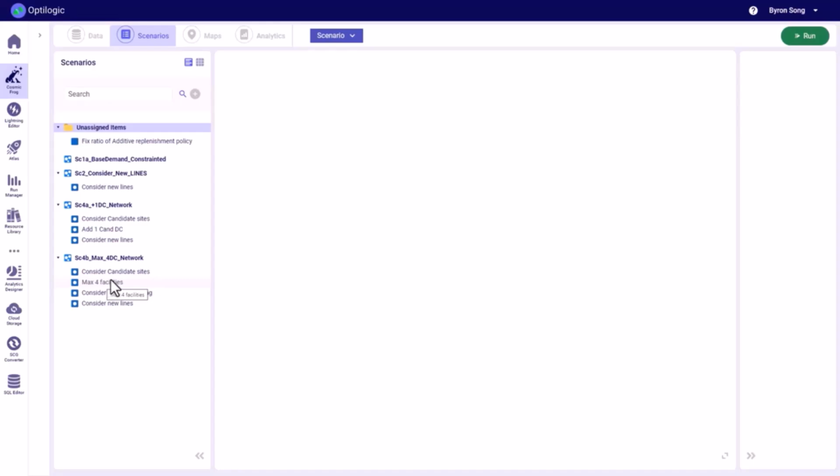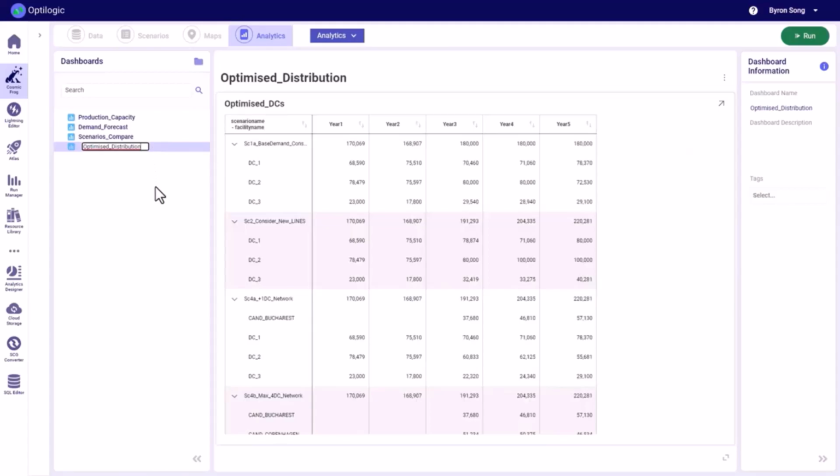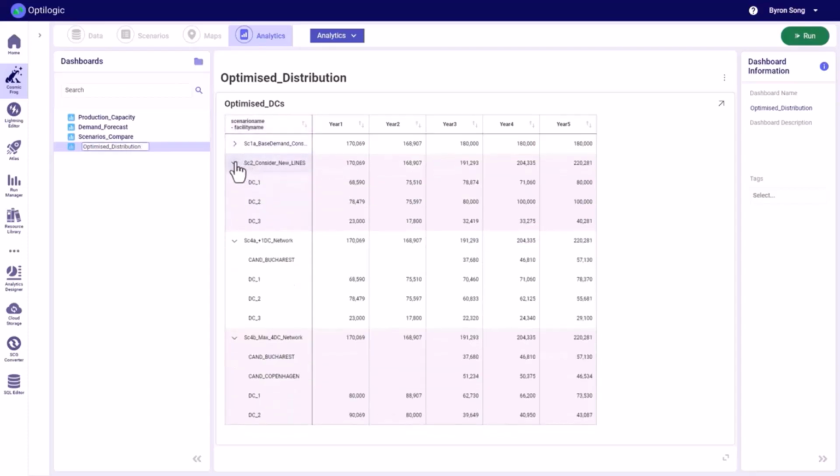To review the result, let's go back to the analytics and have a look at the optimized distribution dashboard. So from the scenario 1, we know there are 3 DCs, and scenario 2 as well, because those two scenarios was about the production capacity. But we can use scenario 2 to compare with scenario 4A and 4B.